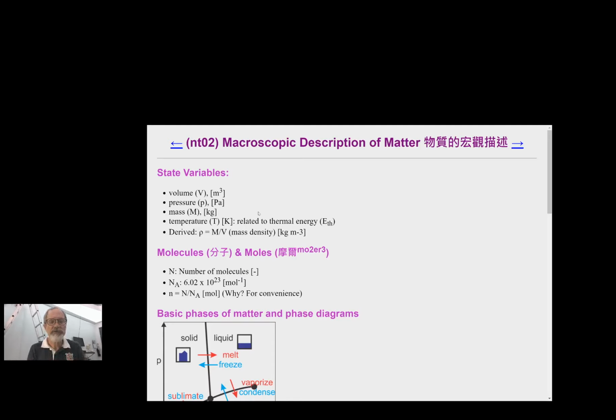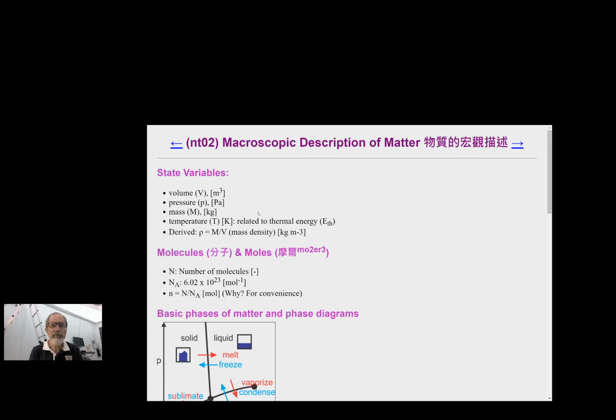We measure temperature, which is related to the thermal energy of our system. And finally, another parameter is the density, which is the mass divided by volume. So in thermodynamics, we are looking at basically 4 state variables as the key things that we look at: volume, pressure, if it's a gas, the mass, and the temperature. Basically, these 4 variables are important.